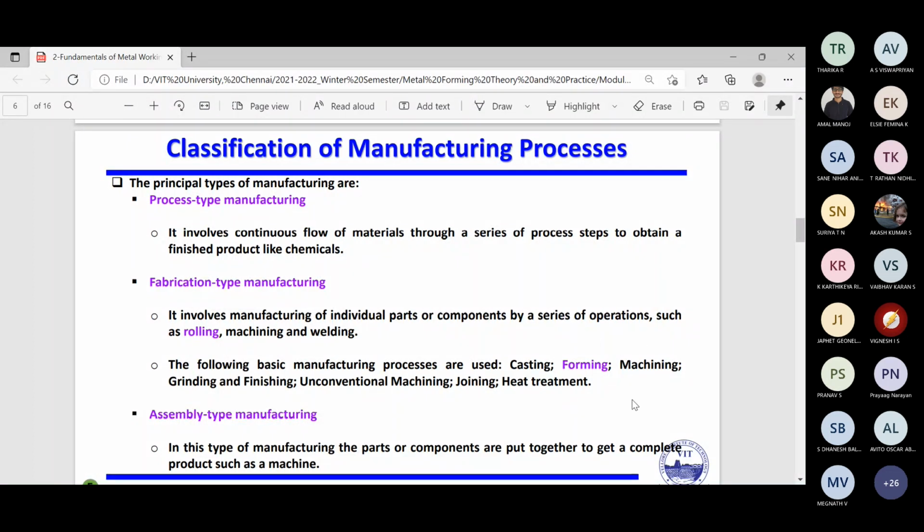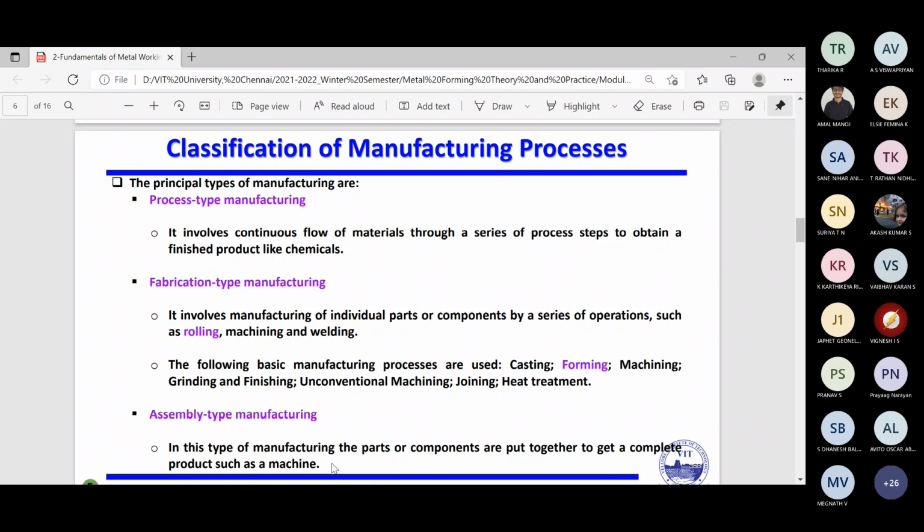So here, last time we talked about machining, and machining is also a fabrication type manufacturing. In a similar way, forming, whatever we are talking about here, rolling, then forging, then extrusion, or wire drawing, these all come under fabrication type manufacturing, right?